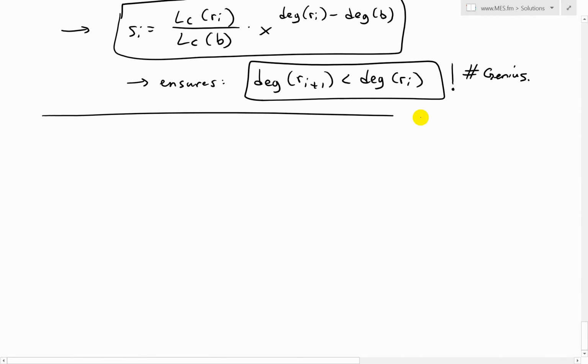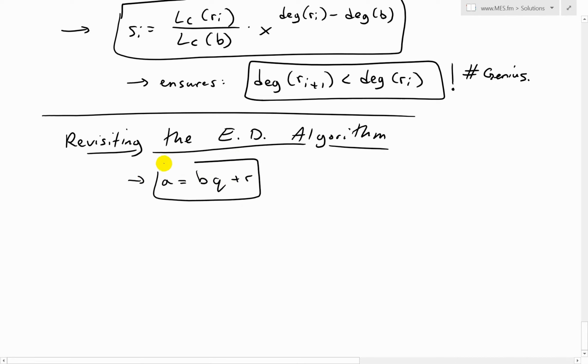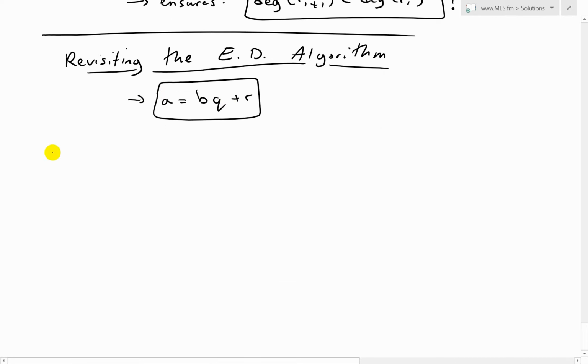Now let's revisit the Euclidean division algorithm for polynomials, and put that all together. Let's put a better underline like this, and go on. Like always, we have our theorem A equals BQ plus R, which needs to be valid at all times to ensure that our theorem works properly. And thus, let's just start it again.